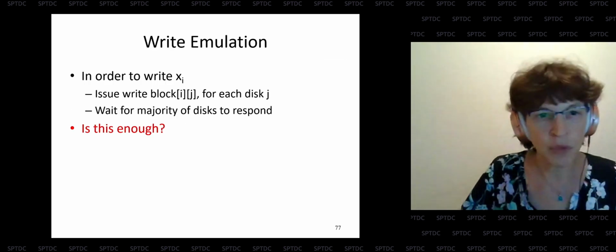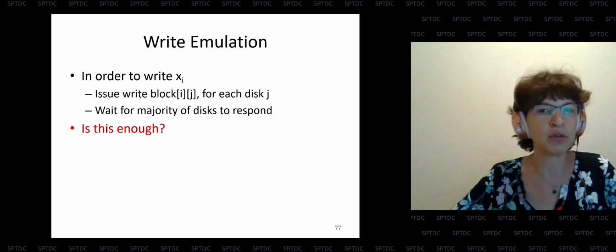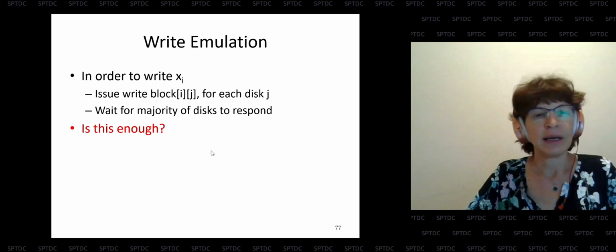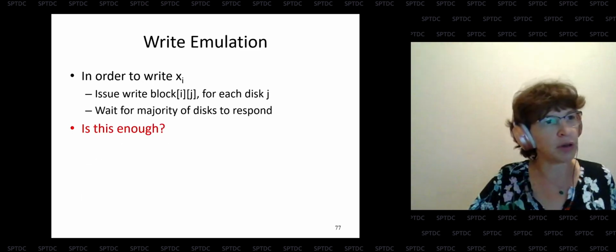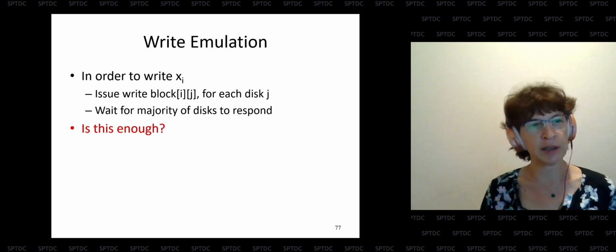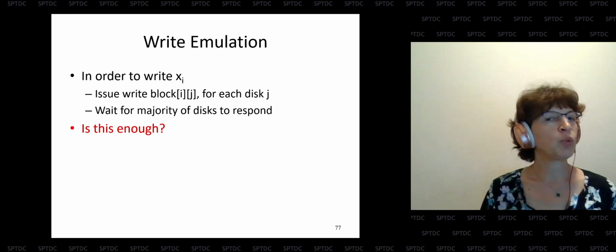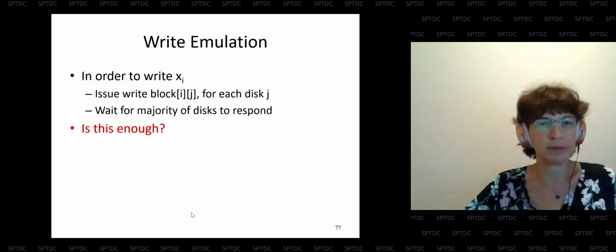And the write emulation: every time we have a write in shared memory Paxos, we issue a write to all the disks and wait for a majority. And again, I ask, is this enough? The answer is yes, it is enough, because if you remember, in ABD we only needed the initial read if we wanted a multi-writer register, and here all the registers are single writer. So in fact, we get a very lightweight version of ABD. The write only writes to a majority and does not need to read, and the read only reads from a majority and doesn't need to write.